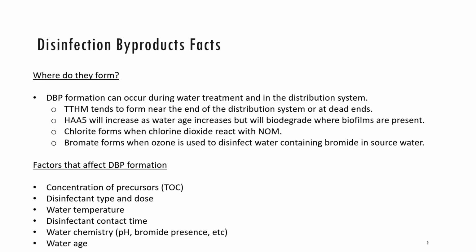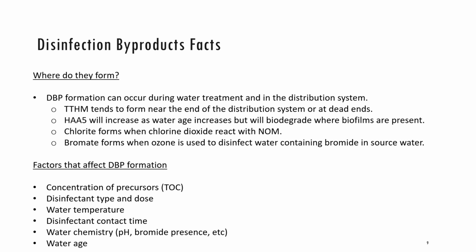Water temperature can also affect the formation of DBPs. Generally, chemical reactions that form DBPs are sped up in warmer water, so DBP levels tend to increase during warmer months of the year. Water chemistry, such as pH, will also affect which DBPs will form more. For example, HAA5 is more likely to form in low pH water, and TTHM is more likely to form in higher pH water. Bromide presence will again lead to the formation of brominated DBPs.